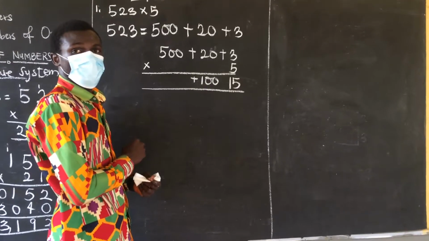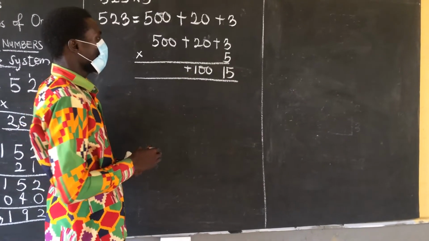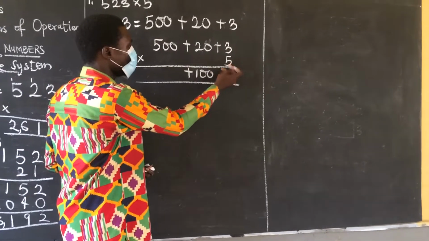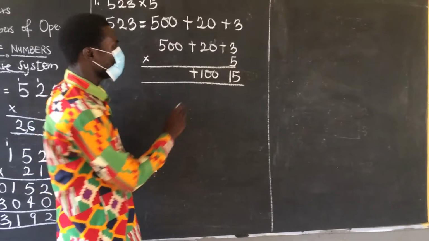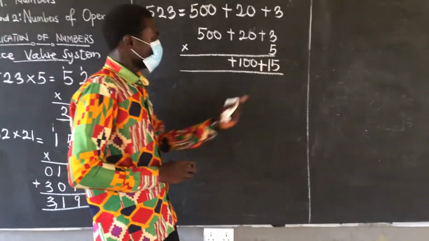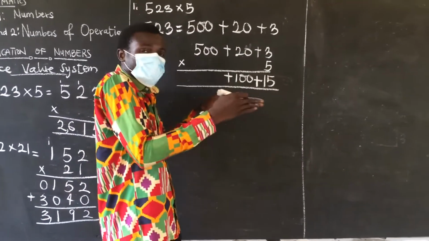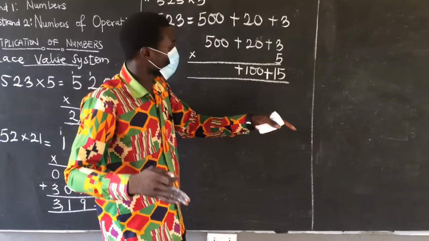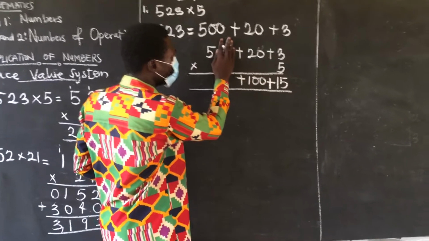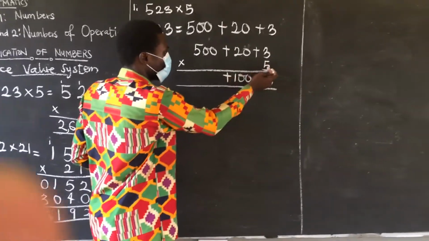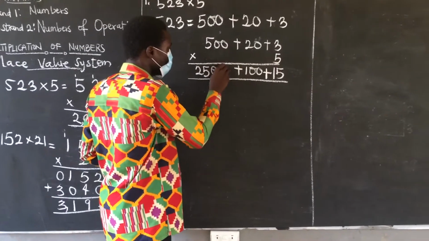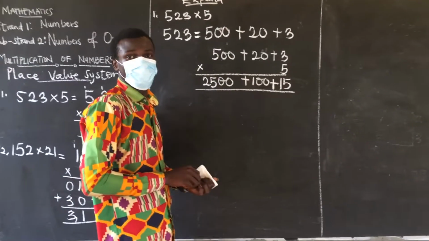From there, I'm going to continue this way by looking at 5 times this. But don't forget that because we are expanding, we need to add our plus here. So your answer should look like an expanded number. So I'll use this same 5 to multiply 500. If I cover my 2 zeros, I'm left with 5. 5 times 5 will give me 25. I have 2 zeros, so I'll bring my 2 zeros here.